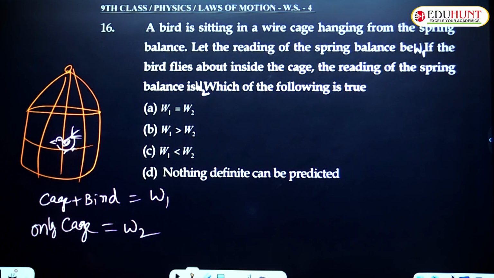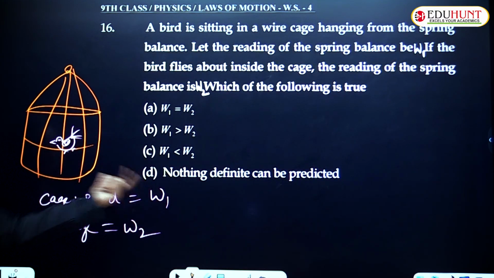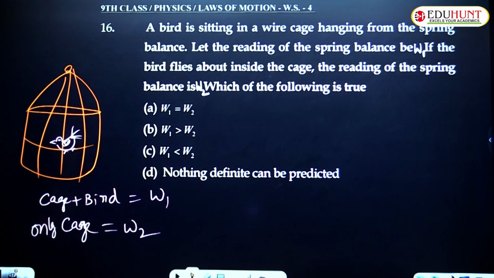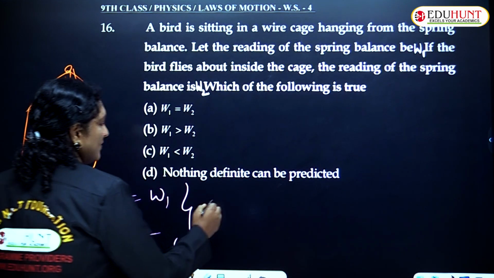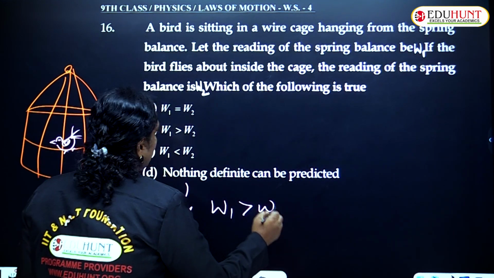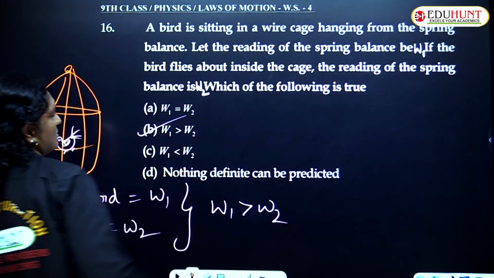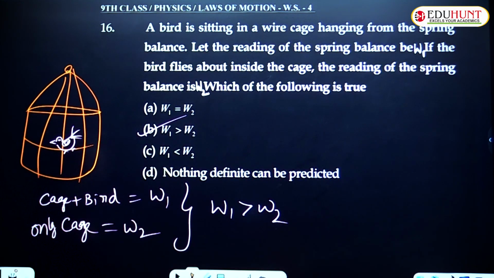You are asked to find out which one of the following is true. Obviously, here cage plus bird is W1, only cage is W2. So clearly, from this we can conclude that W1 is greater than W2. Hence option B is correct.